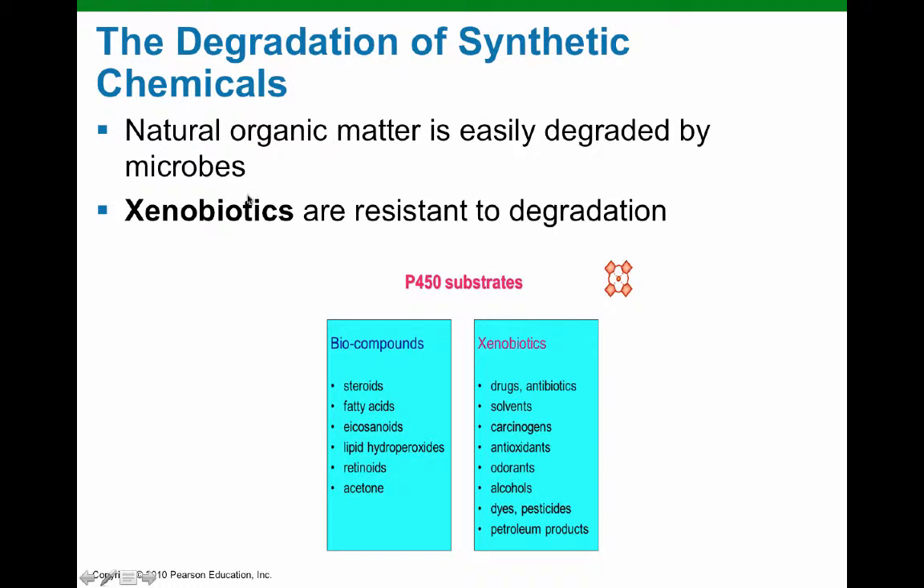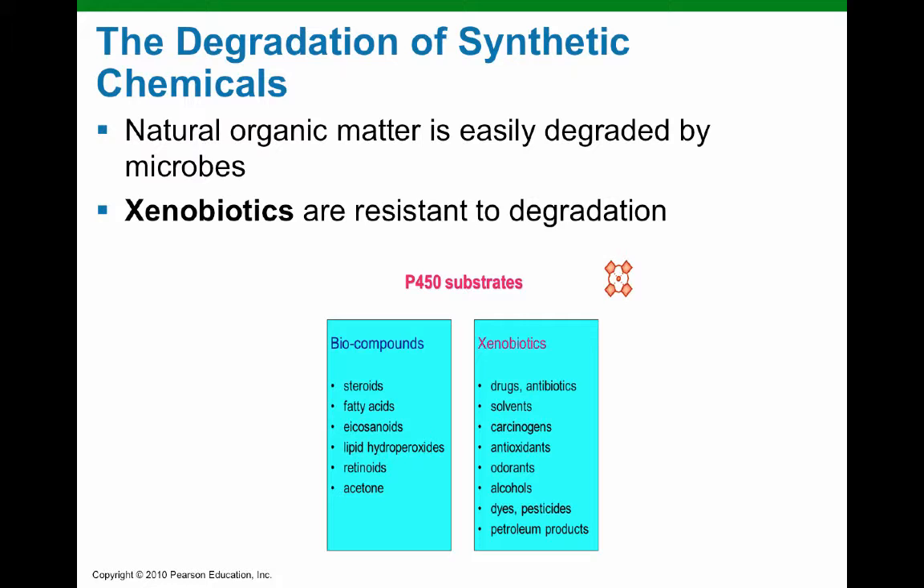And then in the environment, there are some compounds that are highly resistant to degradation. These would be considered xenobiotics. Naturally, organic matter is easily degraded, but some compounds are more highly resistant. All of these on the right here, certain antibiotics that build up in the environment, carcinogens, alcohols, petroleum products, are more resistant, but we do have microbes that we can genetically manipulate or encourage to break down some of these resistant compounds.